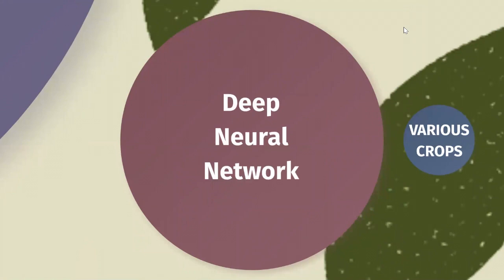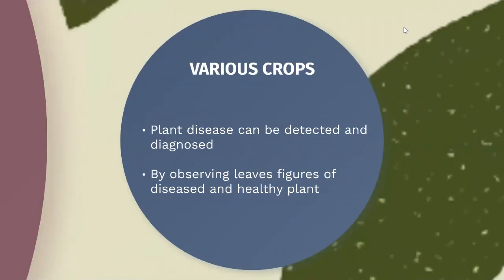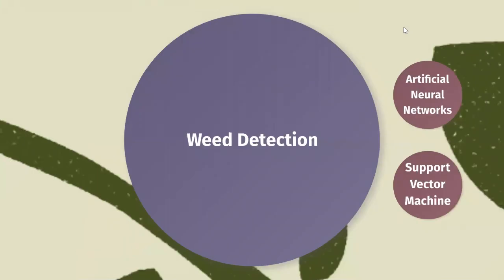Lastly, deep neural network, which is an algorithm, can be used. Plant disease can be detected and diagnosed in various crops. This can be done by observing leaf figures of diseased and healthy plants. Now we have done disease detection. We will proceed to wheat detection.